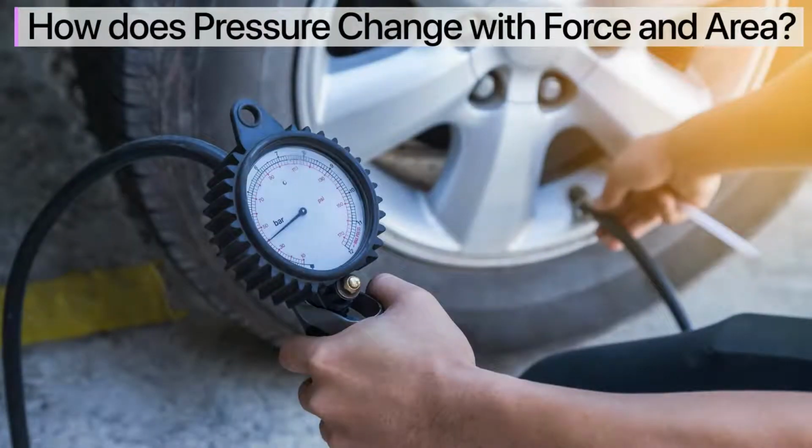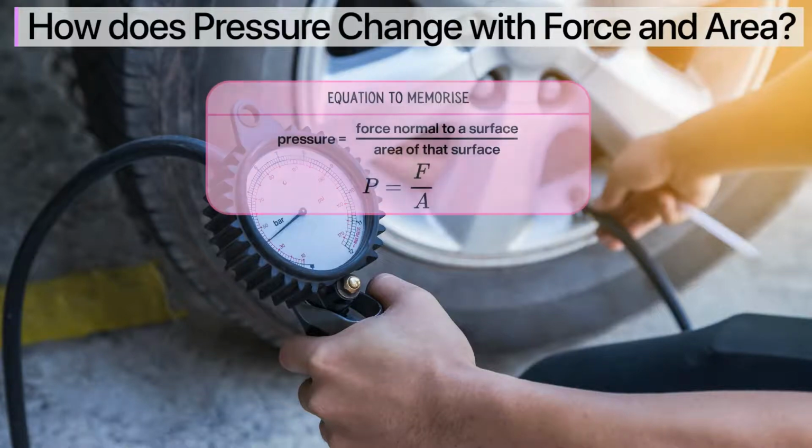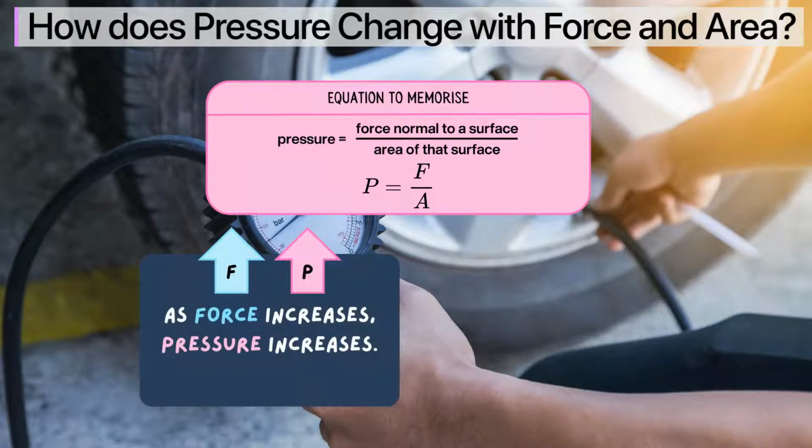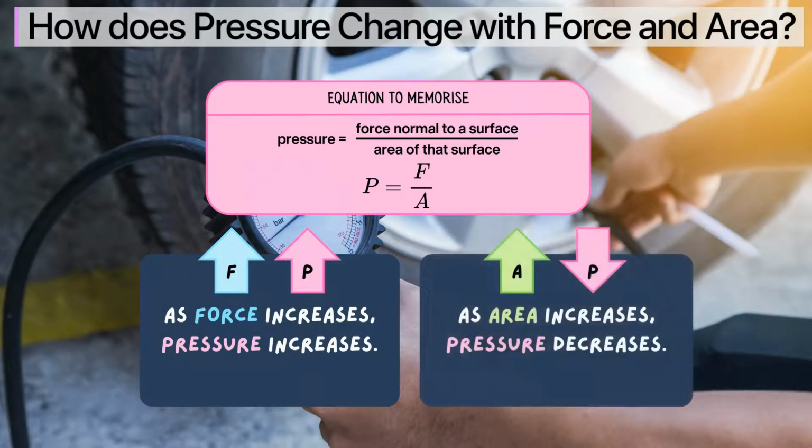Let's explore how pressure changes with variations in force and area through detailed principles and examples. Let's start by looking at the equation. We can see that as force increases, pressure increases. Secondly, we can see that as area increases, pressure decreases. Let's look at these relationships in more detail.